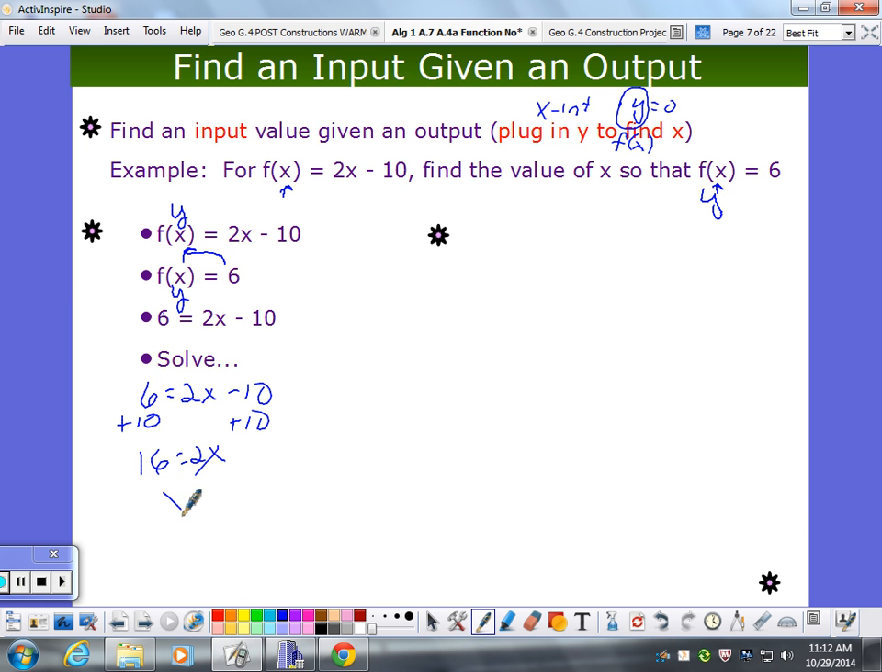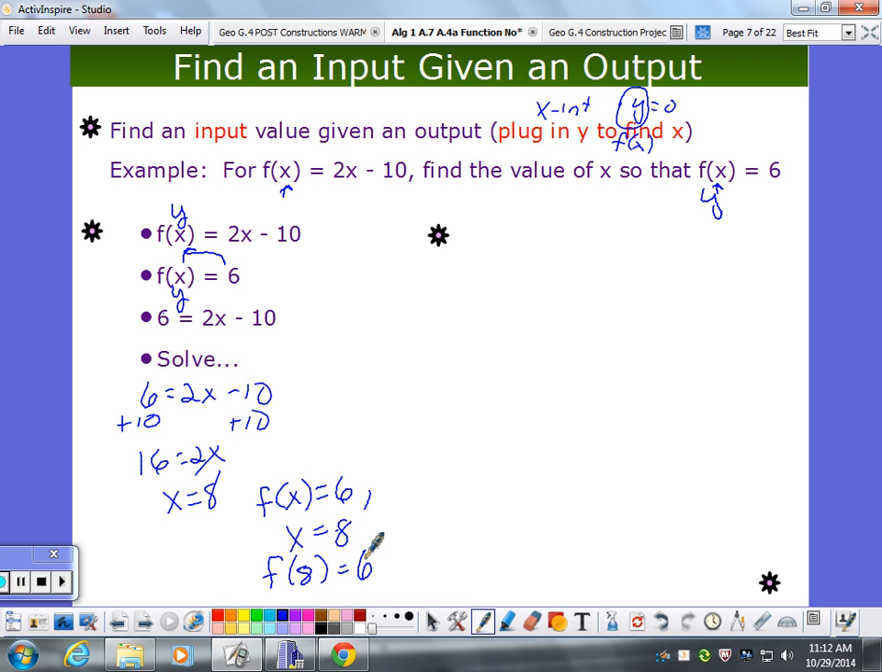And you divide by 2. X equals 8. So what did I just find? When f of x equals 6, x equals 8. Another way to say that is f of 8 equals 6. X is 8, y is 6.